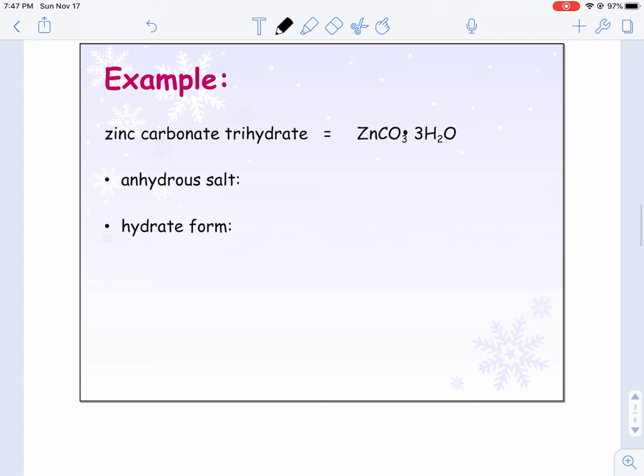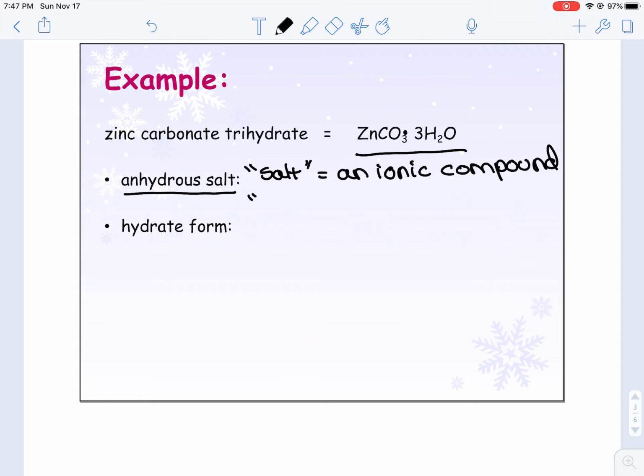This would be an example of how you would write the formula for a hydrate. So this particular hydrate is a hydrate of zinc carbonate. It's named zinc carbonate trihydrate, the tri referring to the 3 moles of water that are there for every mole of zinc carbonate. So when you see this phrase anhydrous salt, a salt is a generic term for an ionic compound. And anhydrous means without water.